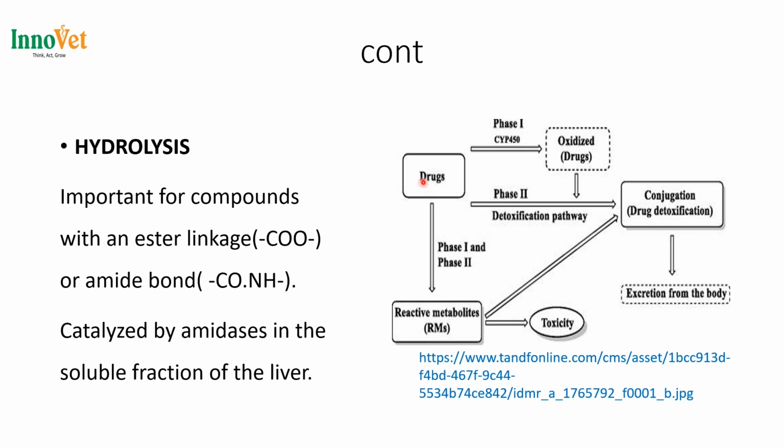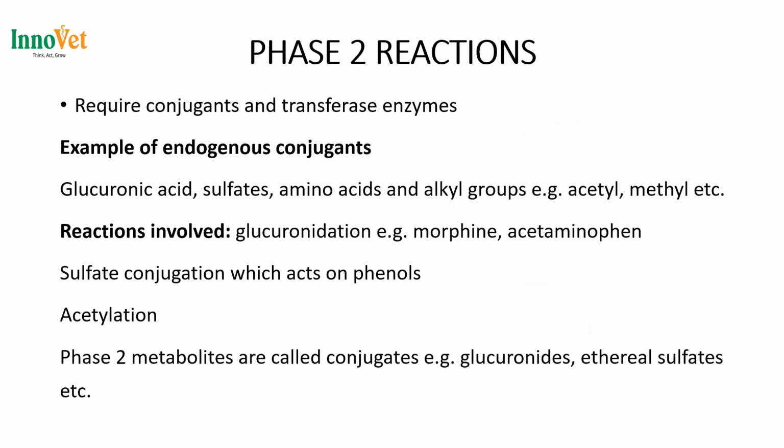Or this drug can become a reactive metabolite, that is after undergoing both phase 1 and phase 2. And if these reactive metabolites accumulate within the body and they are not excreted, or they don't become conjugated, they will become toxic in the body. So they result in toxicity. Or later on, they will go into conjugation and be excreted from the body.